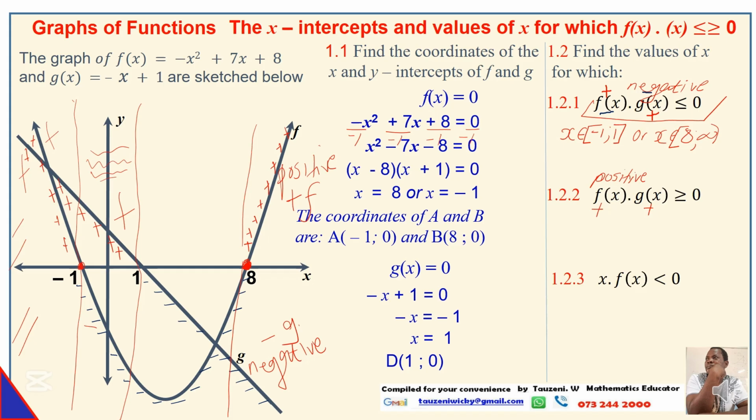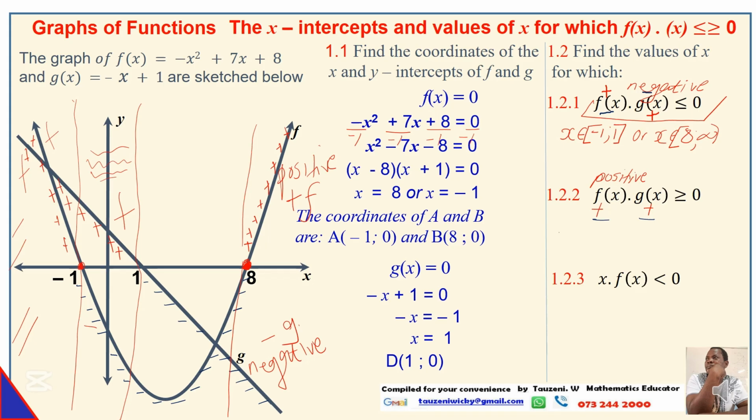So what does that mean for us when answering a question like this one? We must find sections on the graph where the graphs are both positive or they are both negative.